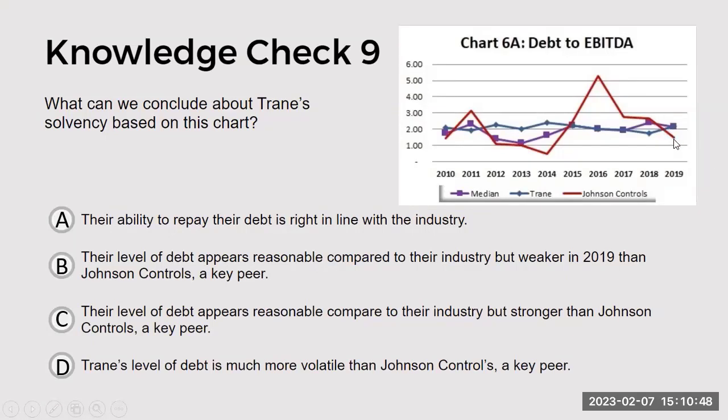All right. Are they weaker or better than Johnson Controls? Now, times interest earned, higher was better. What do you want here? Lower is better. So are they better than Johnson or worse than Johnson in 2019? They're worse. All right. So B looks like it could be possible. Their level of debt appears reasonable compared to the industry, but stronger than Johnson Controls in this last year. I should have put 2019 on C. Train's level of debt is much more volatile. Who's more volatile? Johnson? Yeah, Johnson definitely. All right, so I can't remember what I answered here, but let's see. B. Yeah, B is the answer there. I agree. Some of these questions I didn't word. A is actually not a bad answer.